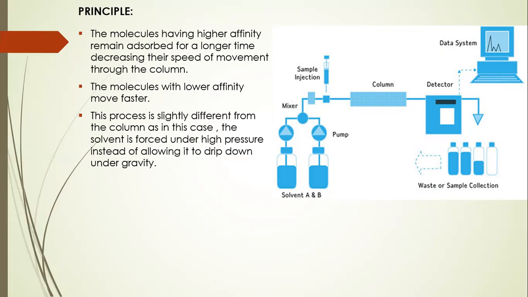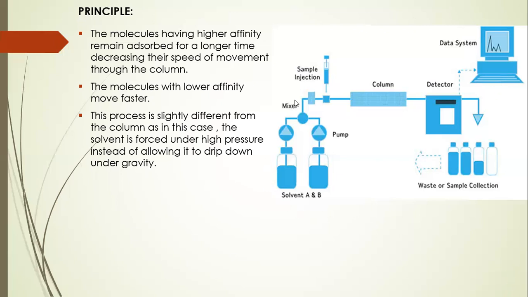This process is slightly different from column chromatography, as in this case the solvent is forced under high pressure of up to 50 megapascal instead of being allowed to drip down under gravity. Each component in the sample interacts slightly differently with the absorbent material, causing different flow rates for the different components and leading to the separation of components as they flow out of the column.